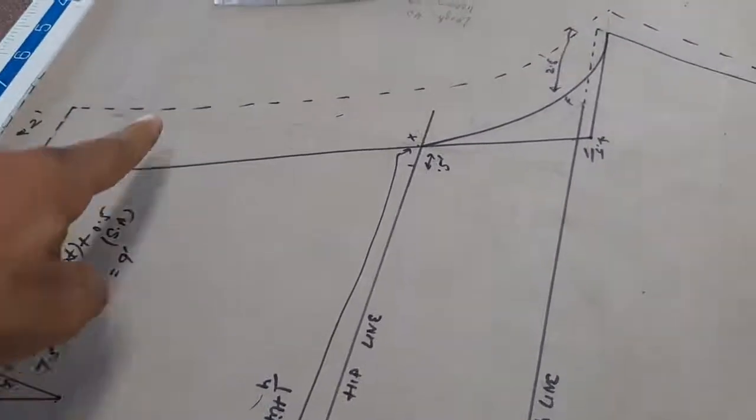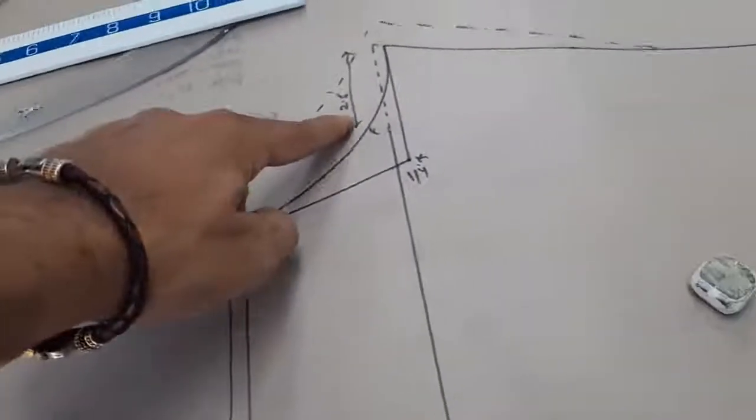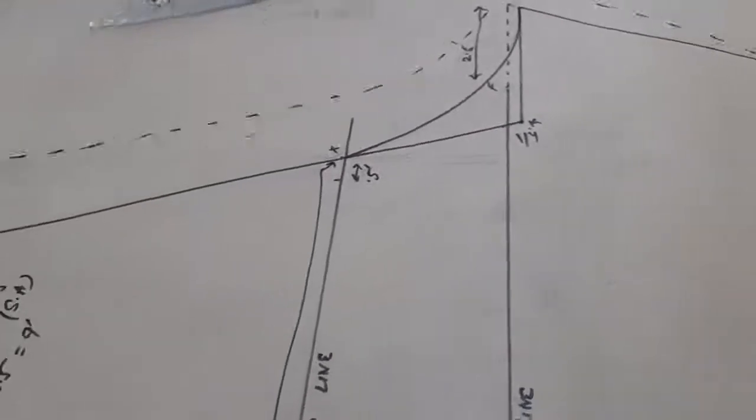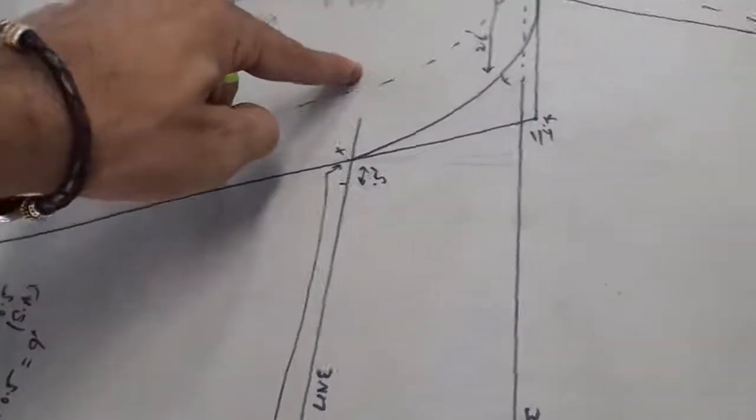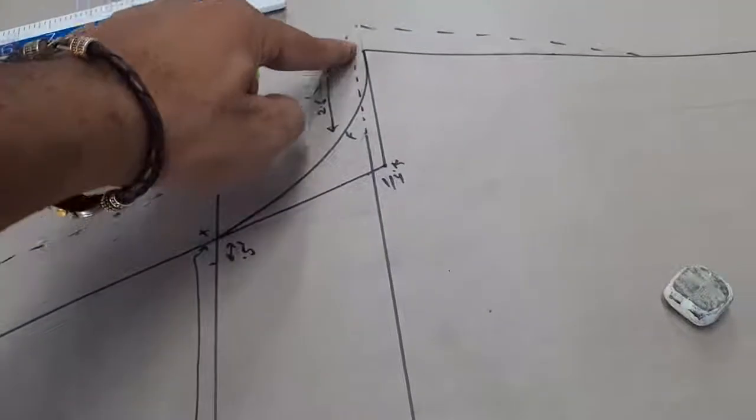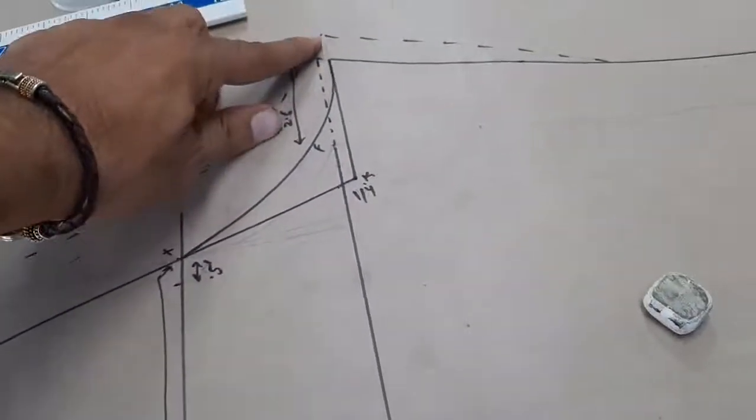So this is extra, we are keeping extra fabric for the allowance. So you can start cutting. You can start cutting from this segment, and this is your extra round.